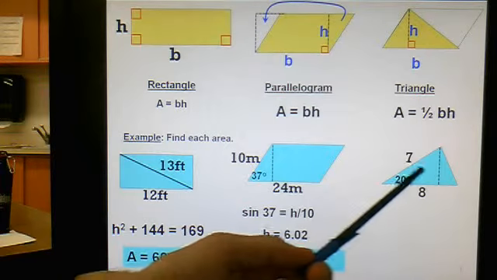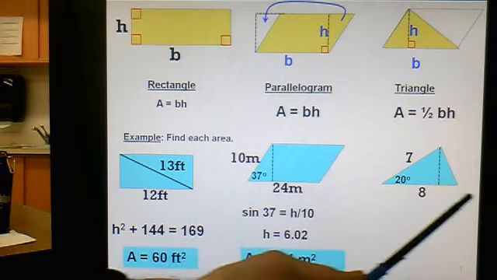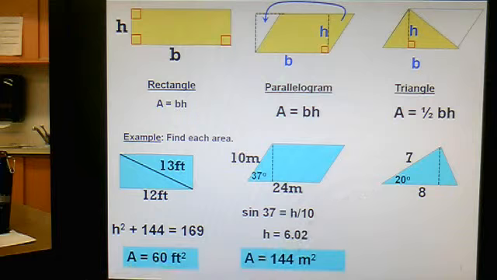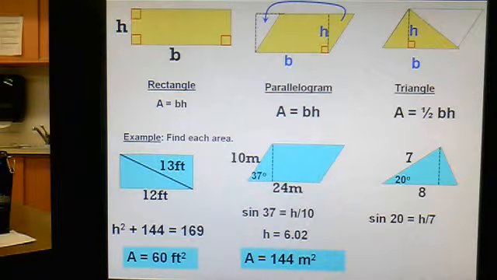You're again trying to find the opposite side. Ignore the 8. The 8 is the entire length here. We don't want that. We do have this one, which is the hypotenuse of this little triangle. So maybe you're thinking a sine ratio again. Sine of 20 degrees is equal to the height over 7, the opposite over hypotenuse. I got 2.39. Hopefully you get something like that.